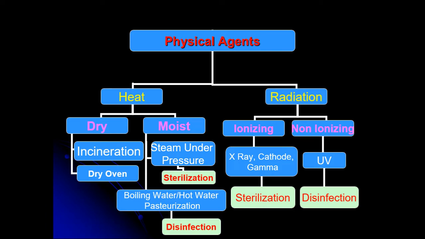In the case of radiation, we are using mainly two types of radiation. One is ionizing radiation and the second is non-ionizing radiation. Ionizing radiation includes mainly X-rays, cathode rays and gamma rays, which are mainly useful for sterilization. The non-ionizing radiation, that is UV rays, is responsible mainly for disinfection.